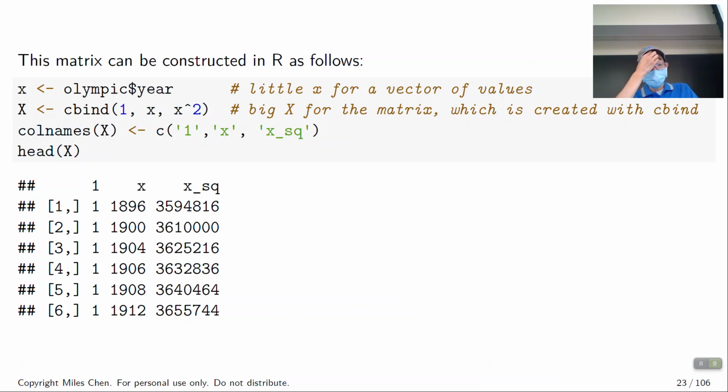And so here, this is what the first 6 rows of our column look like. I guess my first year was 1896. So 1896 squared is, what is that? 3,594,816. 1900 squared is 3,610,000, and so on and so forth. So this is what our matrix now looks like. The dimensions of this matrix: we have 28 rows, and now we have 3 columns. It's 28 by 3. And so our W vector now has 3 values.